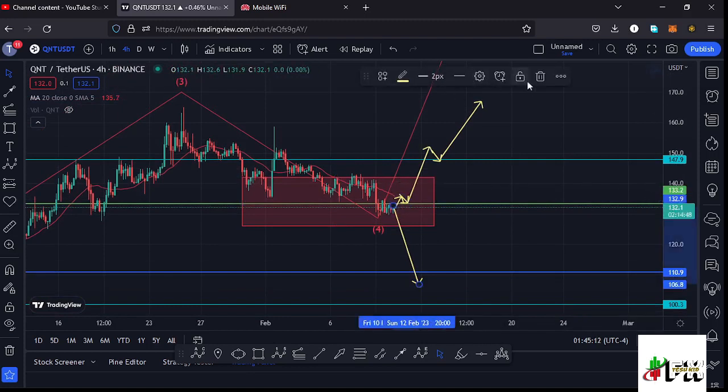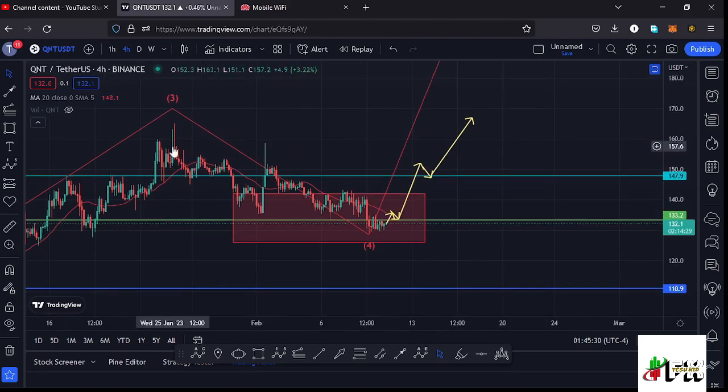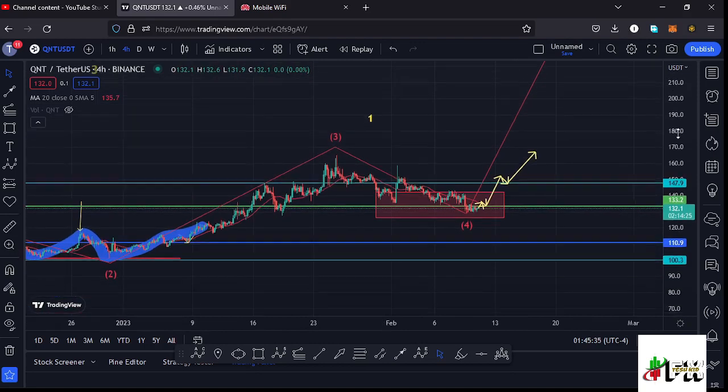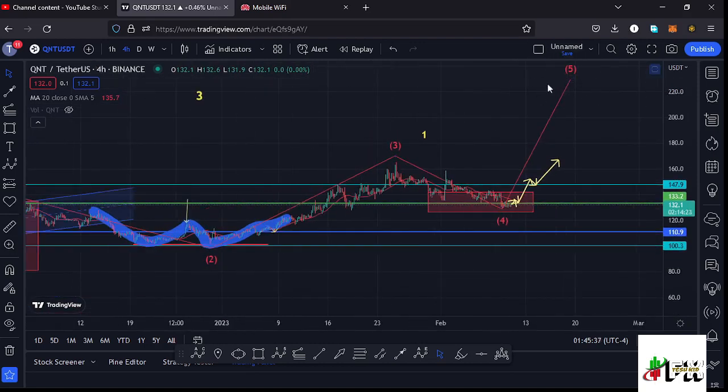But for me, in favor of this move to the upside, soon I'm expecting Quant will be able to break above the key area of resistance at around the $133.2 mark, give us a retest, break above the 20-day MA, push even higher, break above the key area of resistance at around the $147.9 mark, and also manage to break above the wave 3 high for us to continue pushing higher to fully maximize our target areas in the formation of that wave 5.